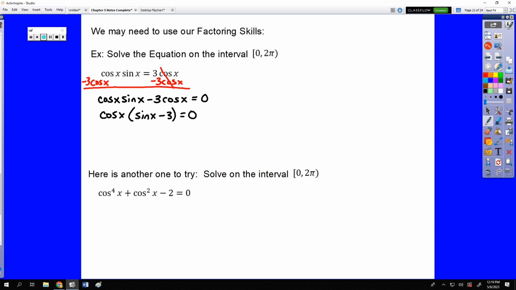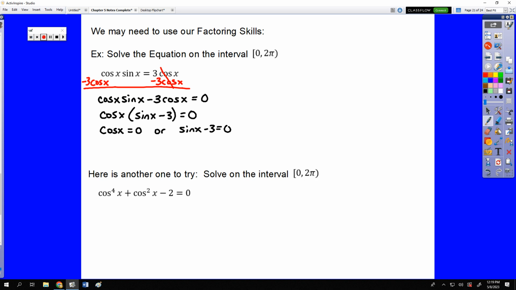Now once we've done that, we're looking at a zero product property, which is an algebraic rule that says if I have two things, in this case cosine of x and sine of x minus 3, and they multiply to equal 0, one of them must actually be equal to 0. So we have two different solutions here, two different equations that pop up that we need to solve. Either cosine of x is equal to 0, or sine x minus 3 is equal to 0.